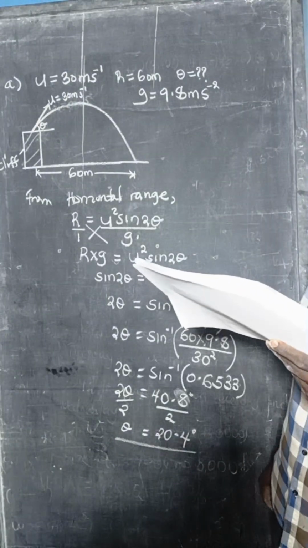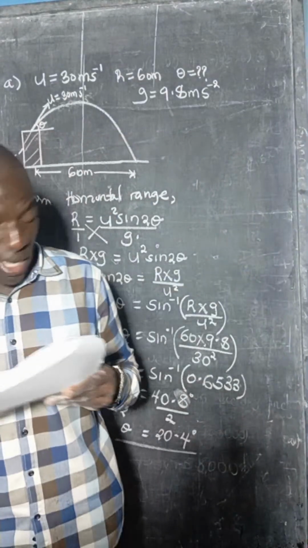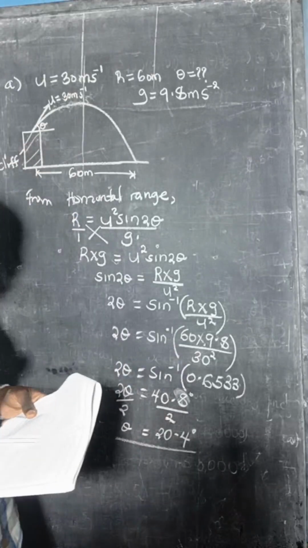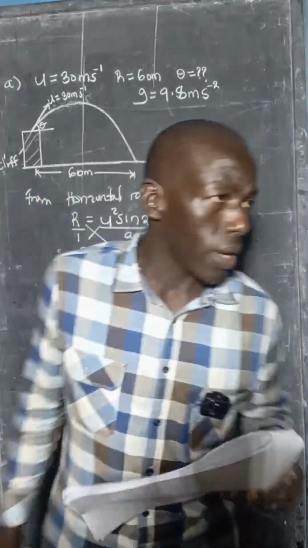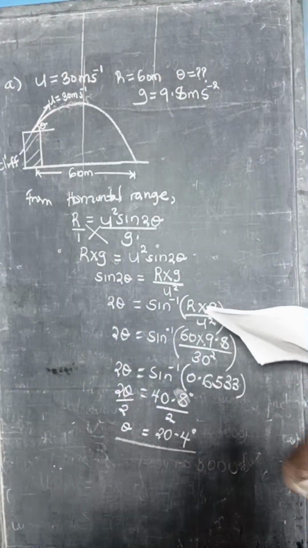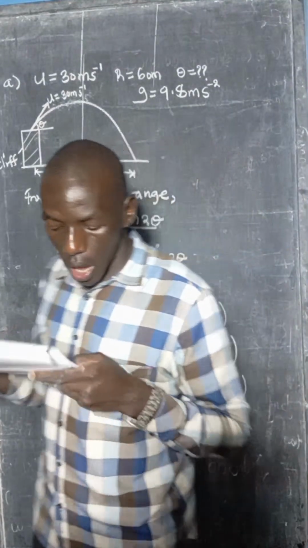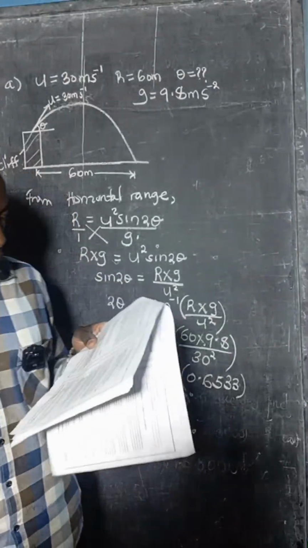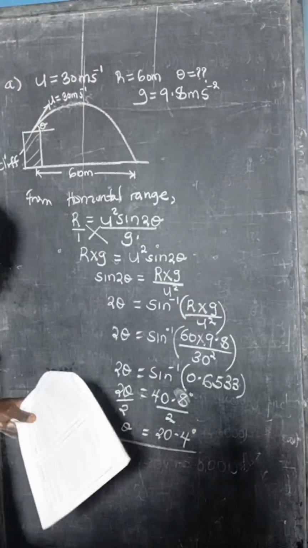But in our scenario, they are saying that for the launch, the angle must be between 20 and 67 degrees. Meaning that when you look at the angle we have got, it lies between the given range of 20 and 67. Meaning that in my conclusion, I'm going to say the launch is effective.